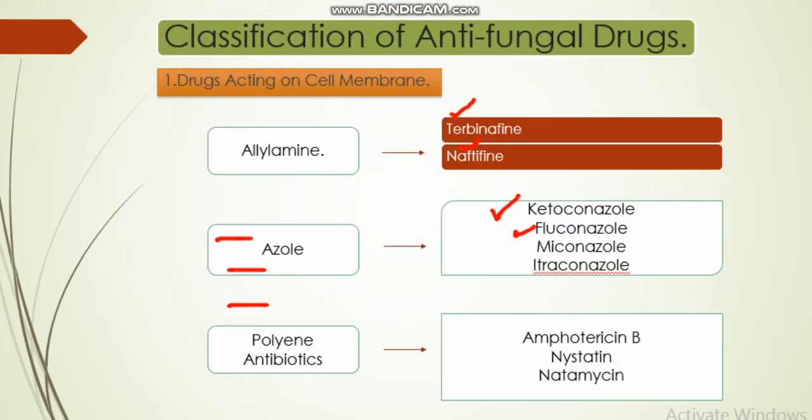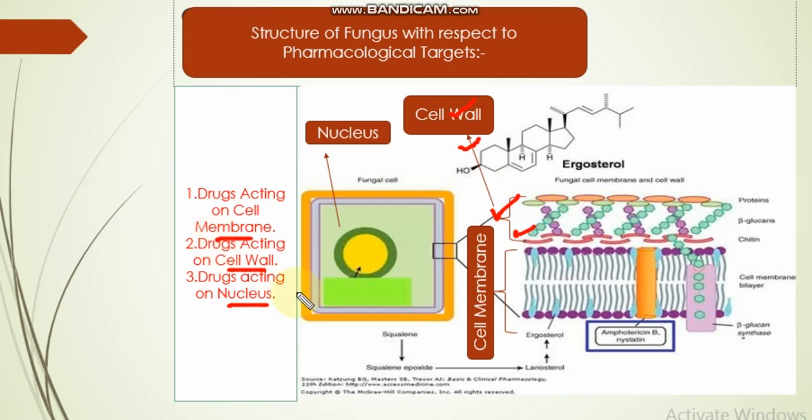The first class of antifungal drugs, which act on the cell membrane, the allylamines terbinafine and naftifine, work by inhibiting the squalene epoxidase enzyme, which is responsible for the conversion of squalene into squalene epoxide. This squalene epoxide is then converted to lanosterol and then ergosterol, and this ergosterol is embedded in the cell membrane of the fungal cell and provides structural integrity to the fungal cell.